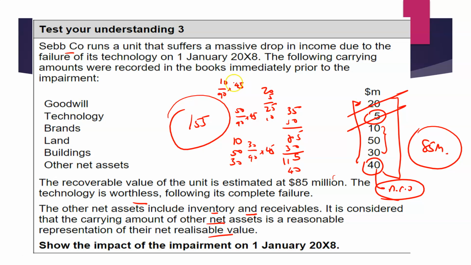And to be fair, this is pretty nice. 1 over 9 times 45 is 5. So the new value here is 5. 5 over 9 times 45 is 25. And 3 over 9 here is 15. So my brands are now 5, my land is 25, my buildings are 15, and these are recognized at 40. And these are both gone. And that's how I recognize my 85.